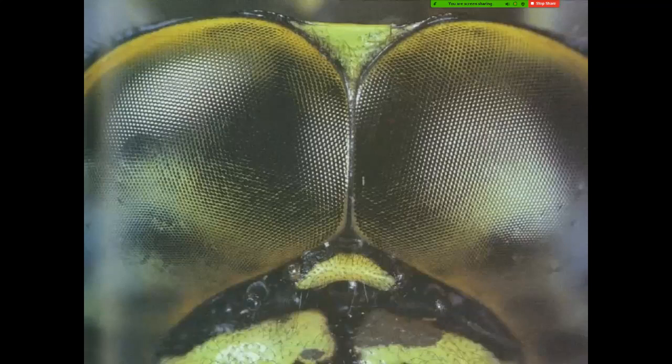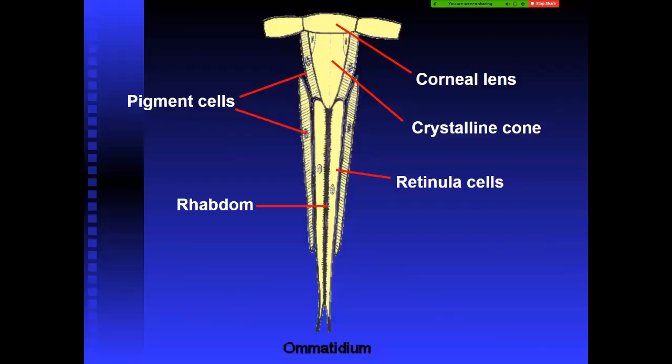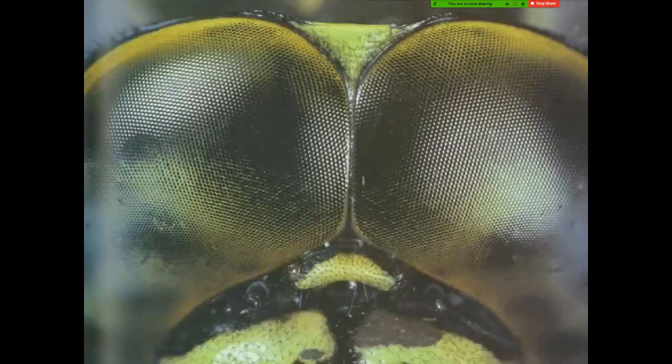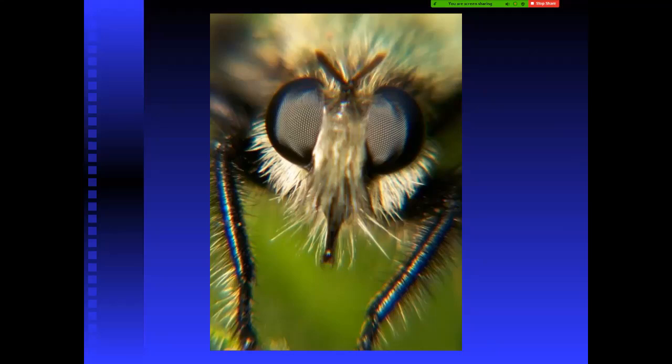But here's the compound eye right here. You can see all the different facets. And so each one of these has a corneal lens on top. So you can see that. So their vision is going to look kind of multifaceted, but the brain will put together the image.